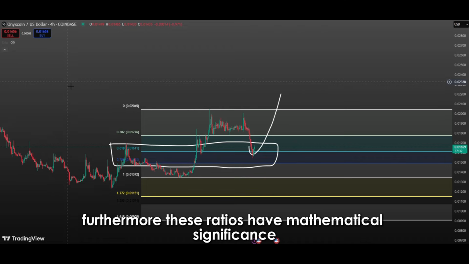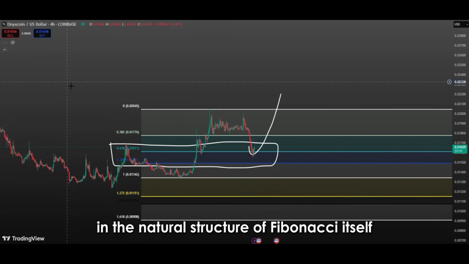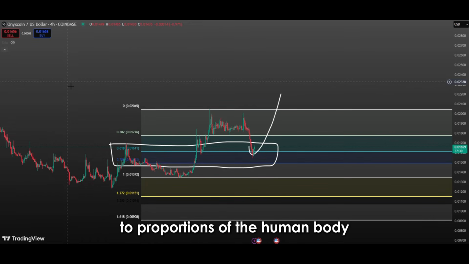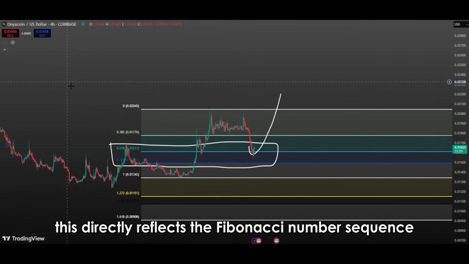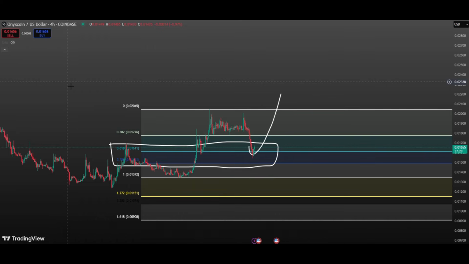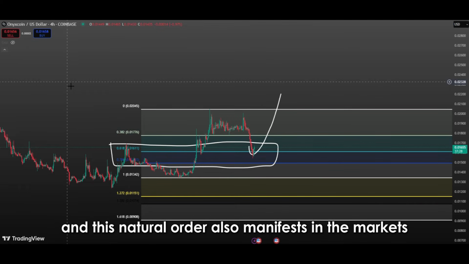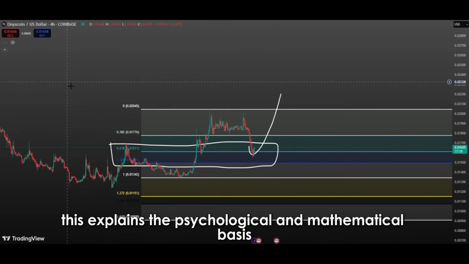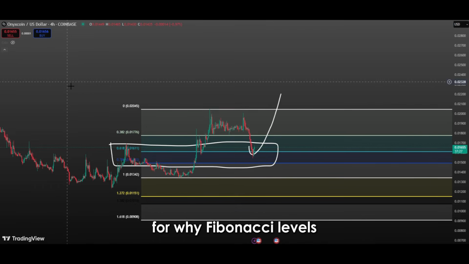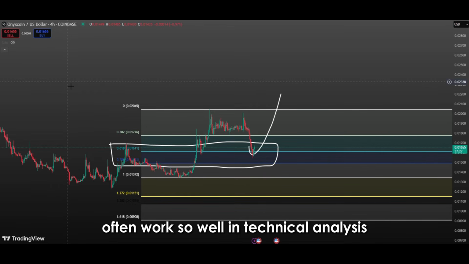Furthermore, these ratios have mathematical significance in the natural structure of Fibonacci itself. The 0.618 ratio, known as the golden ratio, appears in many natural phenomena, from leaf arrangements in plants to proportions of the human body, DNA spirals, and even the structure of galaxies. This directly reflects the Fibonacci number sequence, and this natural order also manifests in the markets. This explains the psychological and mathematical basis for why Fibonacci levels often work so well in technical analysis.